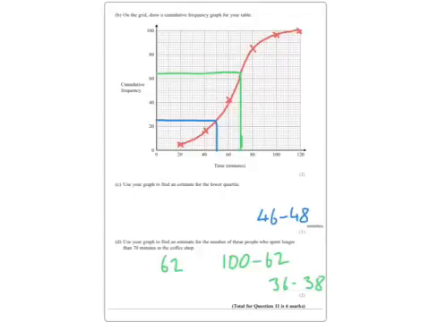Your workings, all right, these are your workings, okay? Make sure you join up with a curve, make sure you plot at the top of the group, otherwise, yeah, job's a good one.